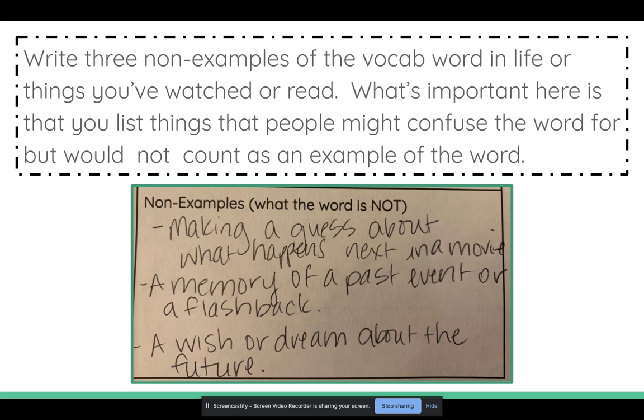I also like a memory of a past event or a flashback that you might see in a movie, of something that happened in the past, of course, is a non-example because foretell is about the future. And then foretell is also not just a dream or a wish or something that we hope for in the future. Instead, it's really a prophecy or a prediction about what's going to happen. So those are my 3 non-examples.